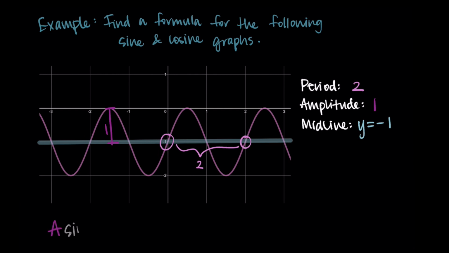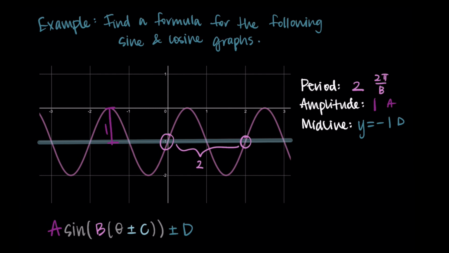If we're using sine, our possible transformations, I'm just going to write them here, are A, B, C, and D. I know that the period is affected by a B transformation, where the period is 2π over B. The amplitude is affected by the A transformation, and the midline is affected by a D transformation. Then I notice here I don't really have any phase shifts if I'm using sine, so we don't need to worry about C transformations.